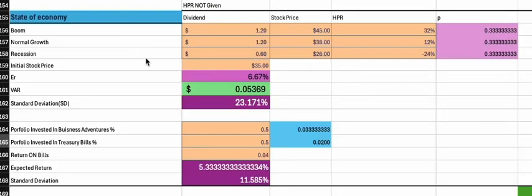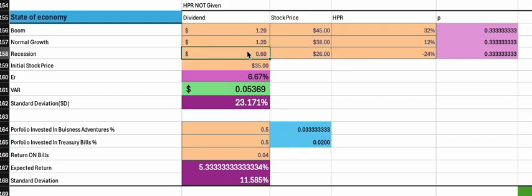Okay, today we're going to be going over the state of economy. We're going to be using boom, normal growth, and recession. So for our boom, our dividend is $1.20. For our stock price, it'll be 45, and for our HPR, it'll be 32%. You can see these are given once again.